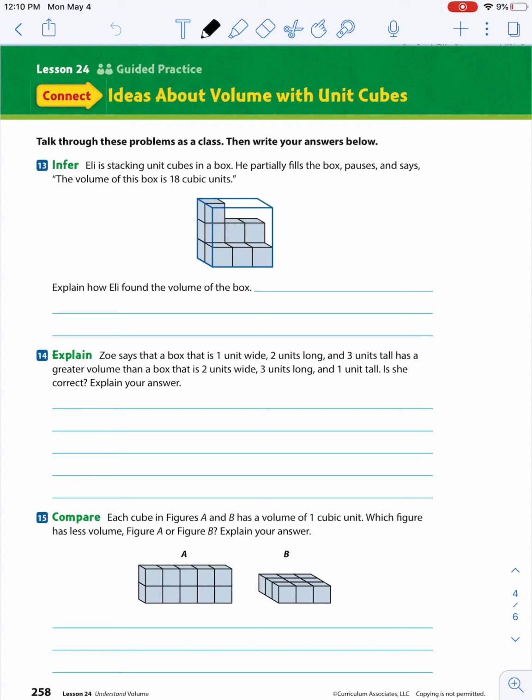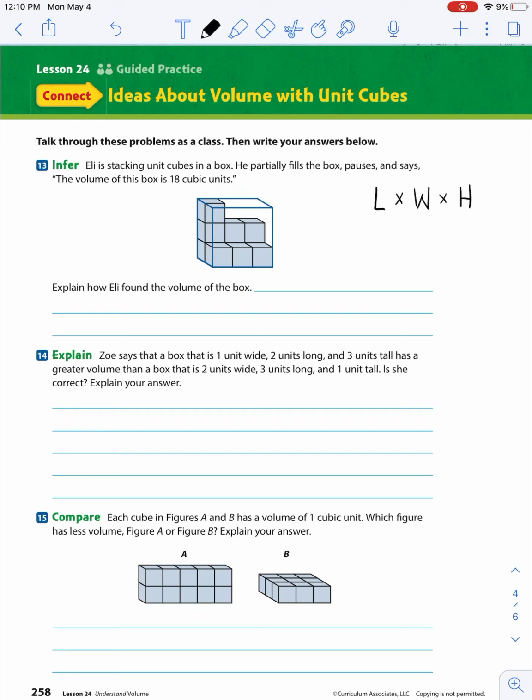Go ahead and write down what you think about that one, or at least come up with your mental thought. Maybe explain it out loud to somebody that's sitting near you. So Eli didn't even finish filling the box, but he already knows the volume of the box. How could that be? Well, what do we know about finding volume? We know that we need 3 dimensions, right? We need the length, we need the width, and we need the height.